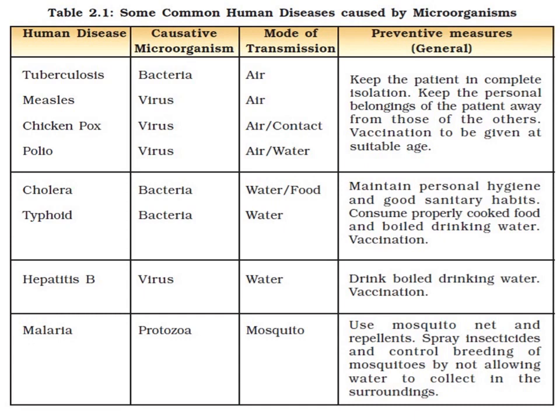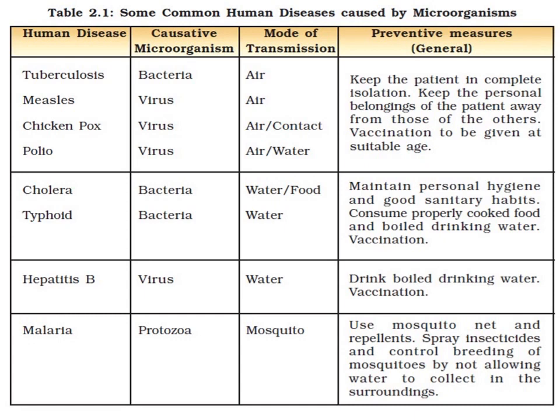Keep the patient in complete isolation. Isolation means separate. Keep the personal belongings of the patient away from those of the others. Vaccination to be given at suitable age. So all these things can be cured if the vaccination is given at the suitable age.